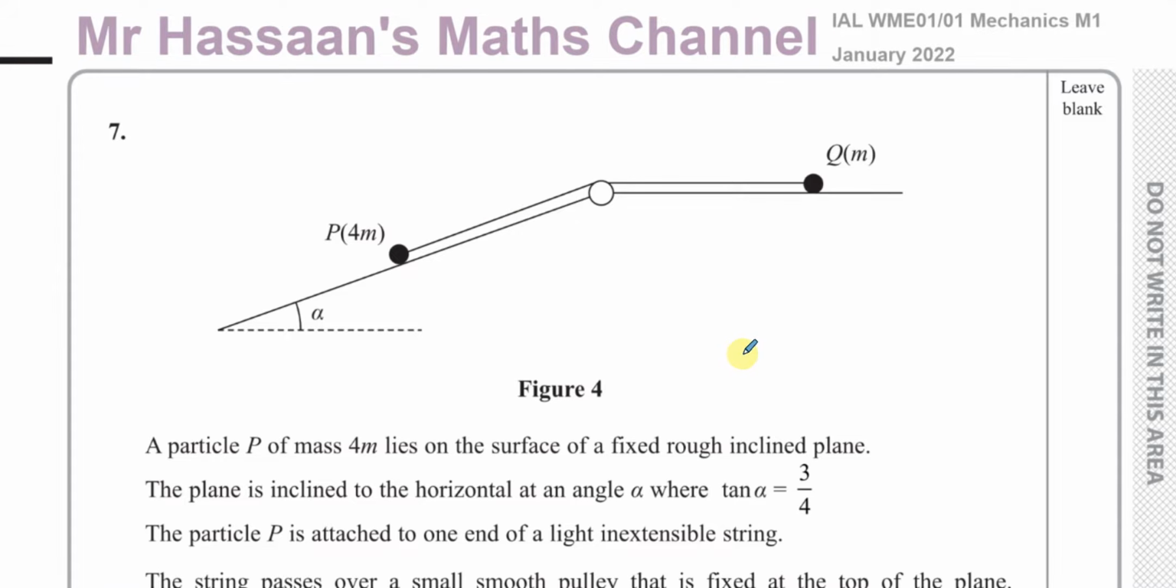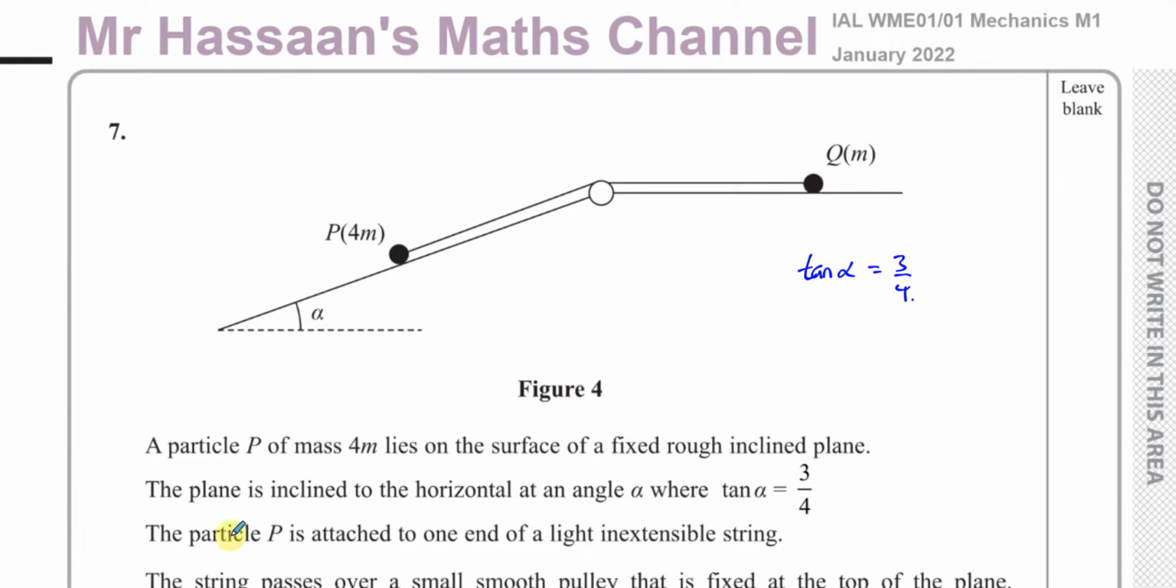I'm now answering question number 7 from the Mechanics M1 January 2022 International A-Level Edexcel exam paper. This question is about a pulley and a string and some connected particles. It says a particle P of mass 4m lies on the surface of a fixed rough inclined plane. So this is a rough plane. The plane is inclined to the horizontal at an angle of alpha, where tan alpha equals 3/4.